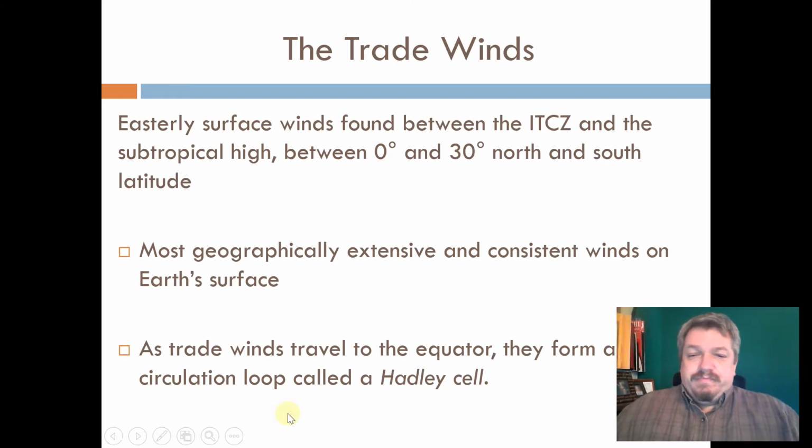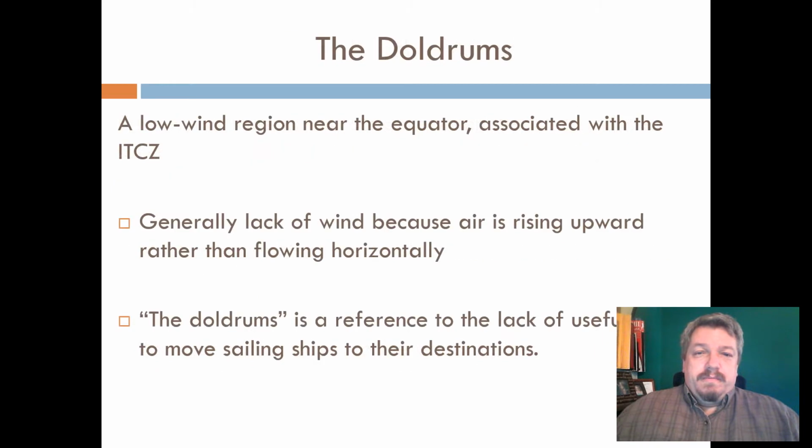Okay? The Hadley cell, I'm not going to go too much into. I just want you to know that that exists. And these are trade winds at the equator in a loop. Now, right at the equator, the ITCZ itself is a little narrow band called the Doldrums.